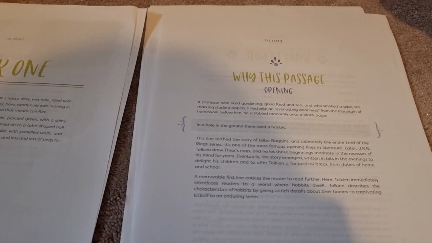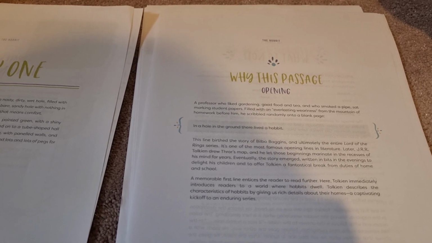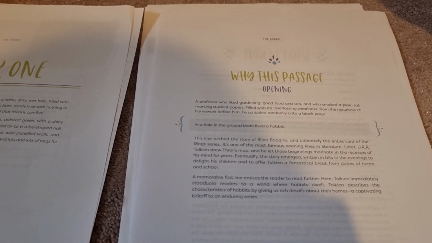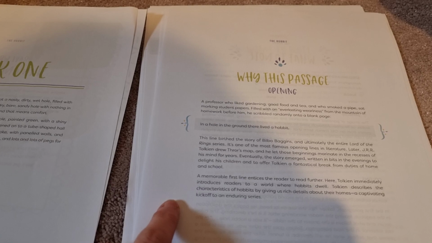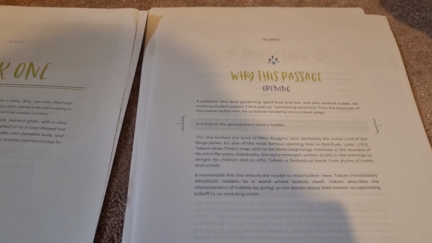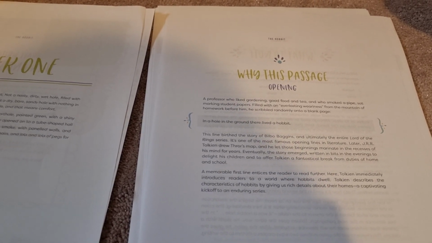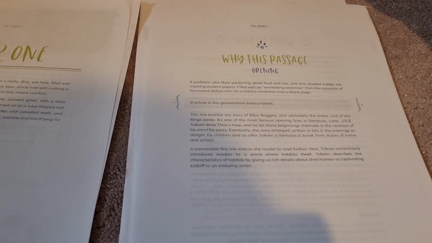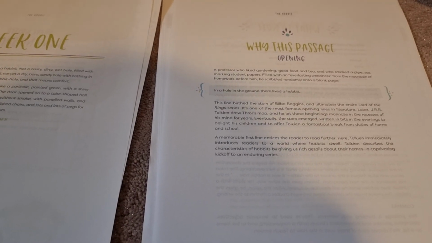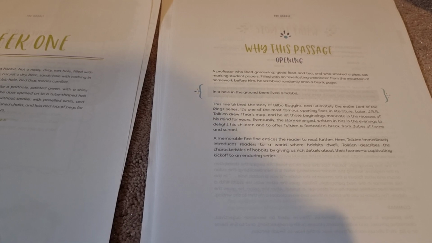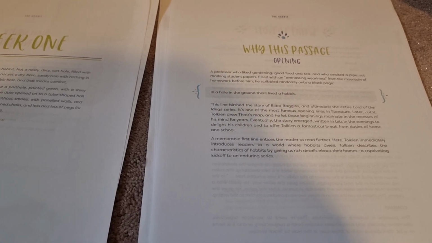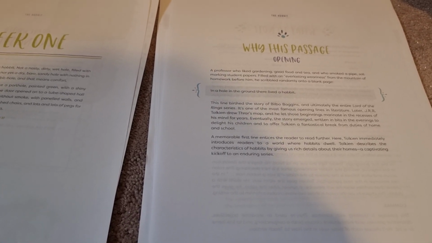In a hole in the ground there lived a hobbit. And then later he drew the map, which I think is actually quite interesting. So a memorable first line entices the reader to read further, and obviously being the most memorable, is a very great line. So she goes on to explain how he describes the characteristics of a hobbit by giving them rich details about their home, a captivating kick-off to an enduring series.